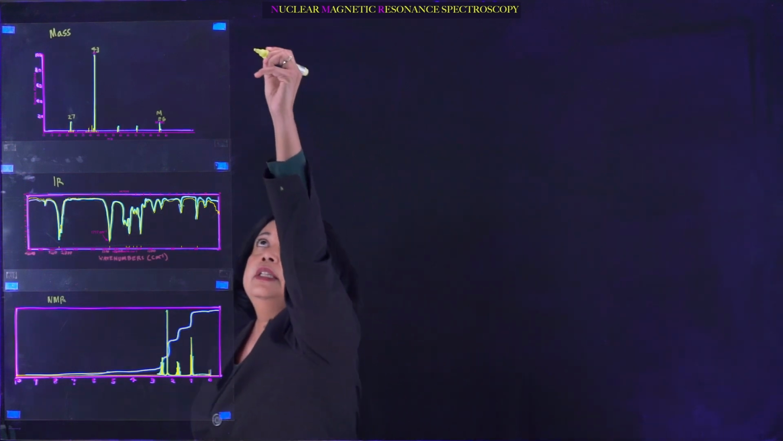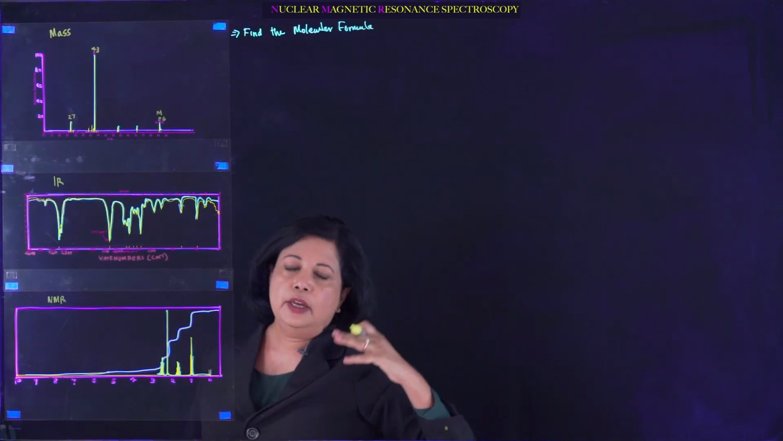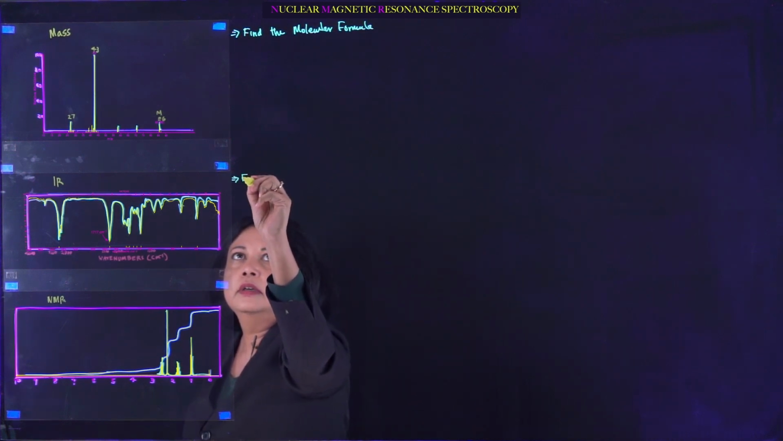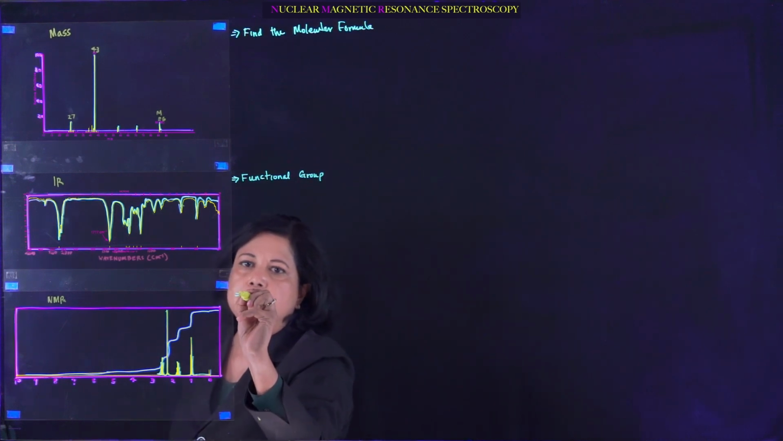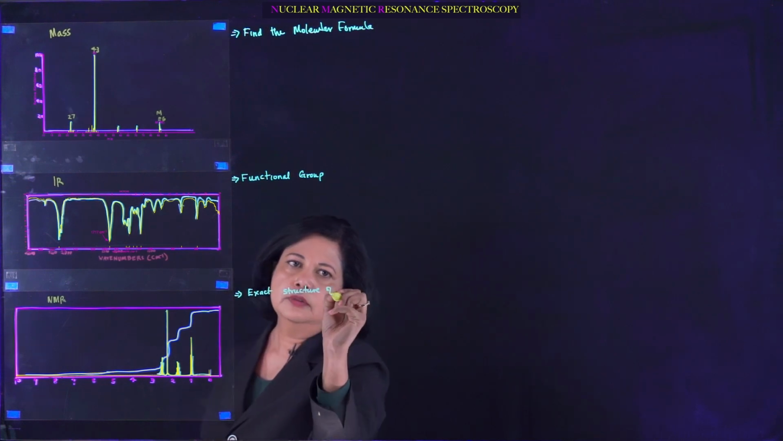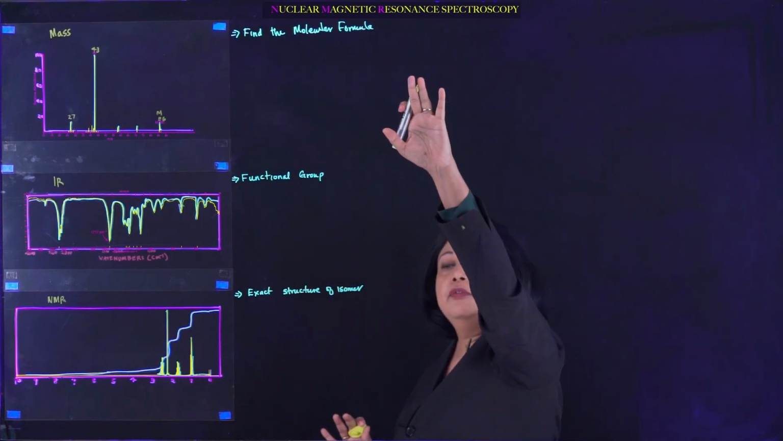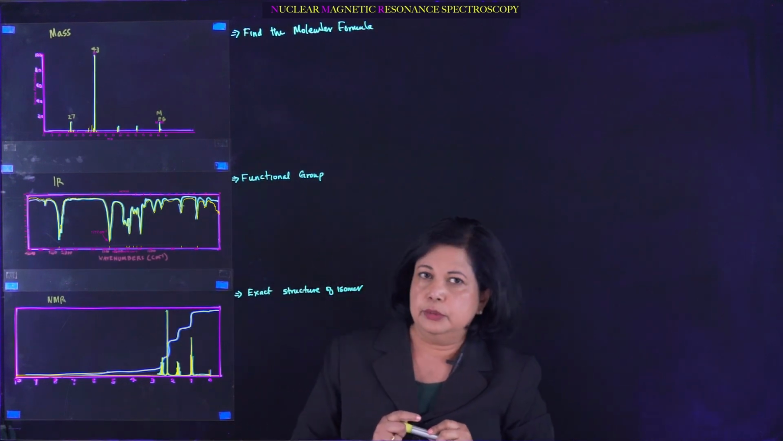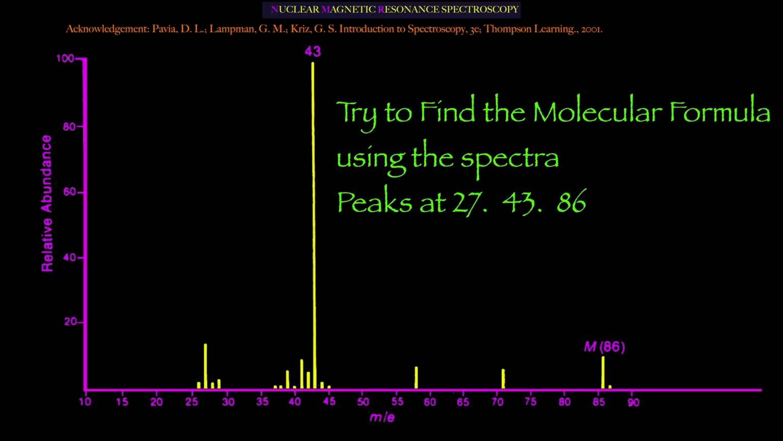Mass spec is typically used to find the molecular formula. The infrared is used mainly to find the functional groups. The NMR is used to find the exact structure, the exact skeletal structure or exact structure of an isomer, because there are many possibilities for a given molecular formula, and it will find you the exact structure for a particular isomer. All right, let's start at the very beginning here with the mass spec.